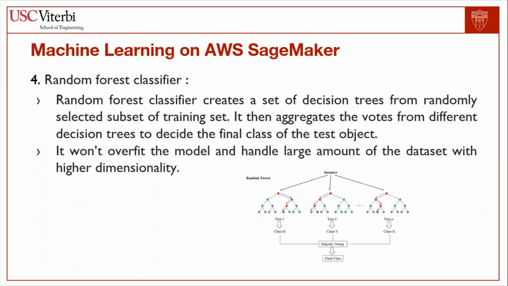Now let's come to the random forest. Random forest classifier creates a set of decision trees from randomly selected subset of training set. It then aggregates the votes from different decision trees to decide the final class of the test object. The advantage of random forest is that it won't overfit the model and handles large data sets with higher dimensionality. Here we can see in the model that there are three trees and three classes, and now they are calculating the votes and deciding the final class.